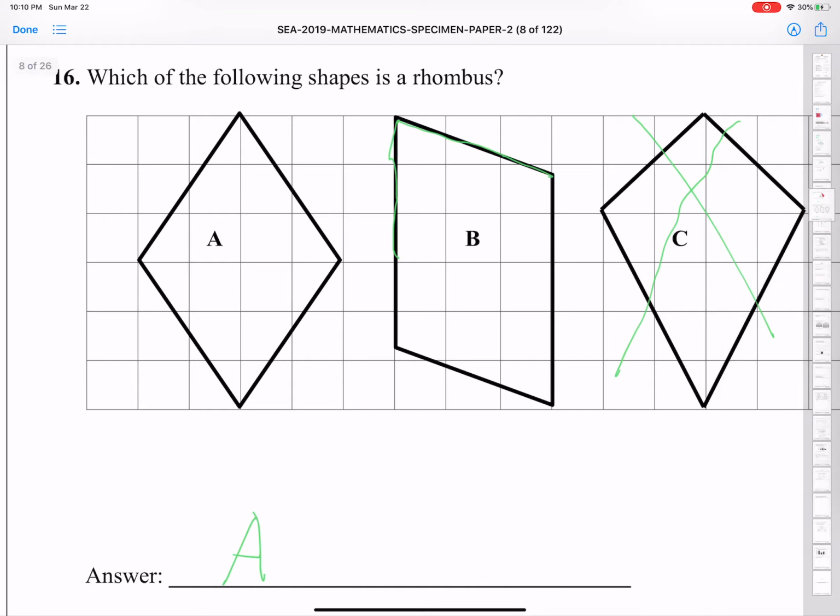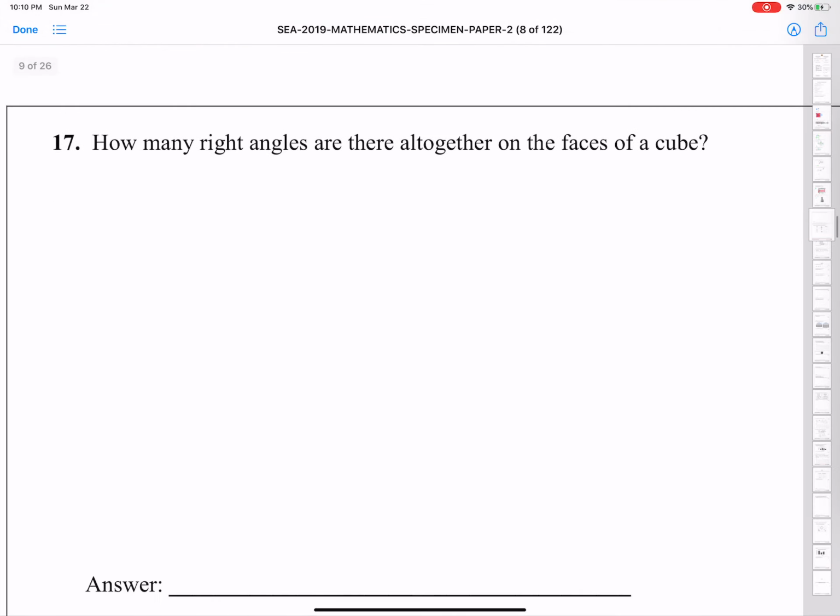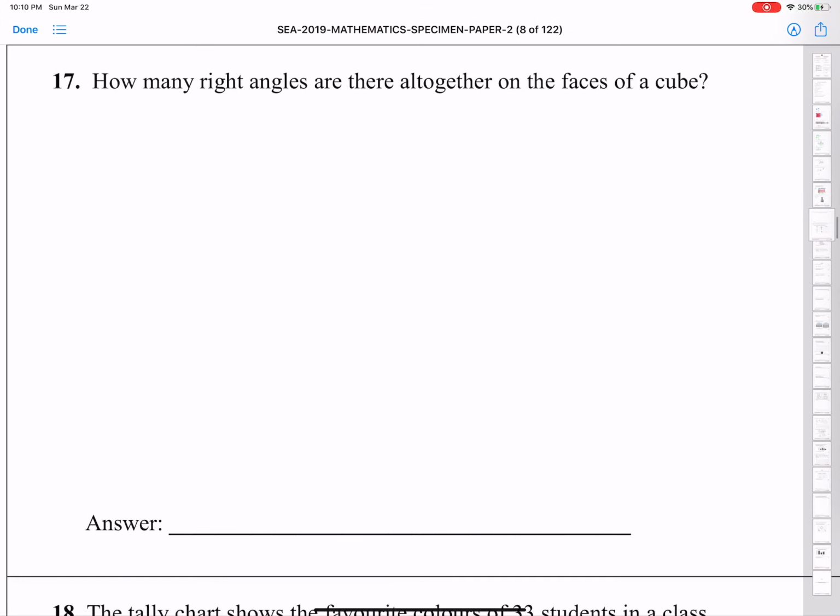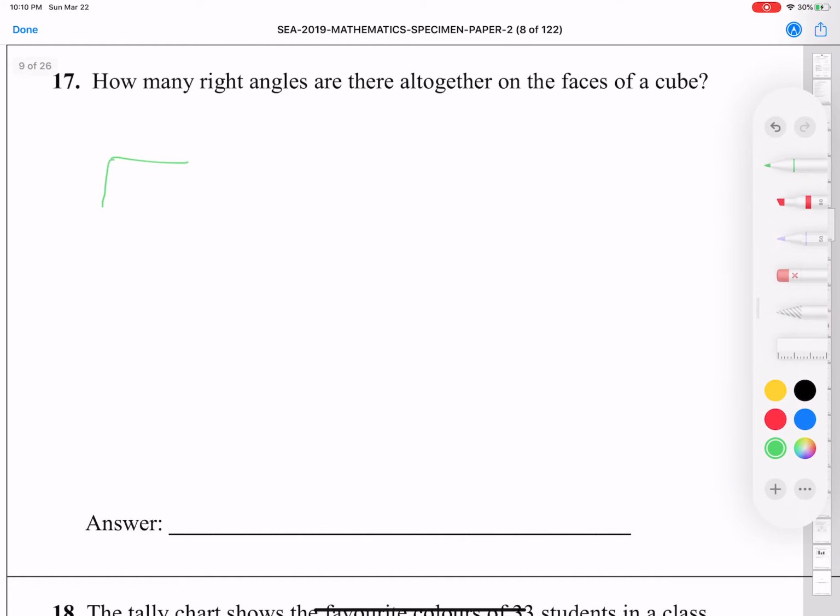Number 17. How many right angles are there altogether on the faces of a cube? This is what the face of a cube looks like. And we have four right angles. How many faces does a cube have? 6. So 6 faces, with each face having 4 right angles. 6 fours are 24.